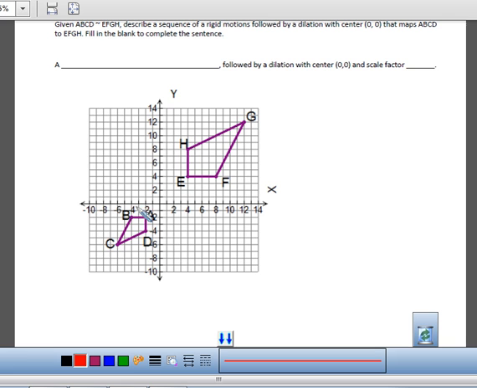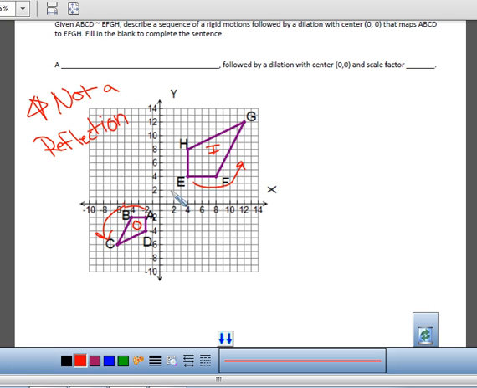So the first thing I want to figure out is the orientation. Looking at the smaller figure, the original image, I'll put an O here and an I here because that's the order of things. A, B, C, D is going in a counterclockwise way. E, F, G, H is also going in a counterclockwise way. So there is not going to be a reflection. Not a reflection, so I can eliminate that.